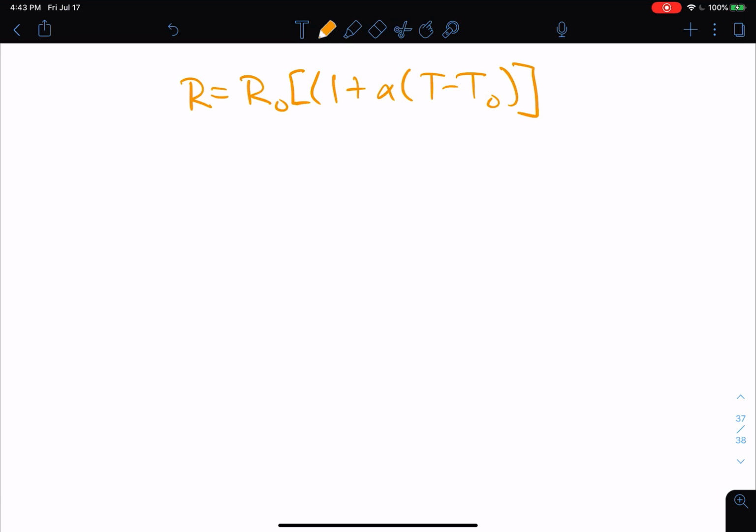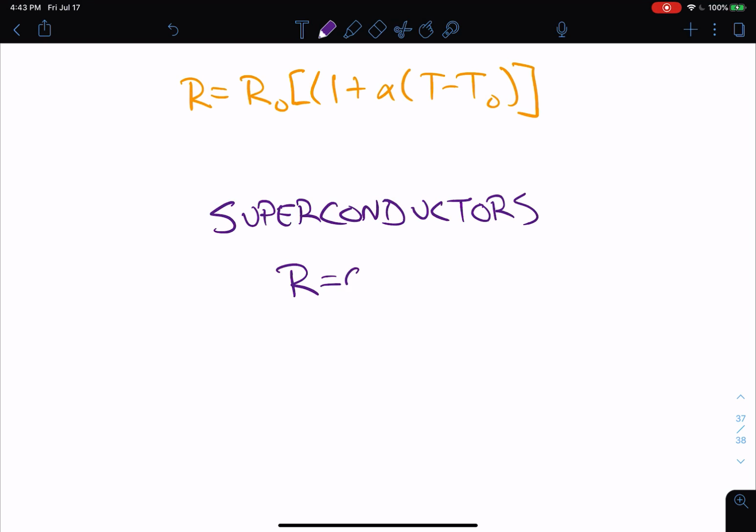Now, let's also talk about superconductors. Superconductors are a class of materials that have no resistance, and as such, they are not going to generate any thermal energy.